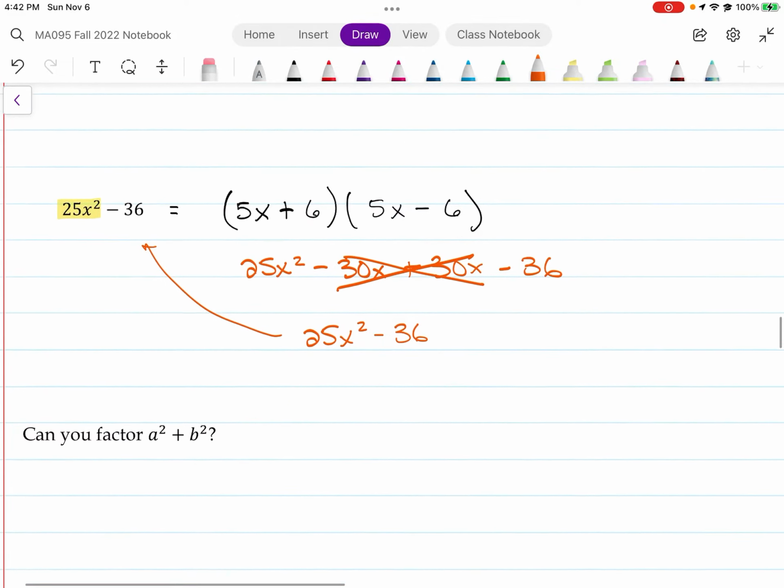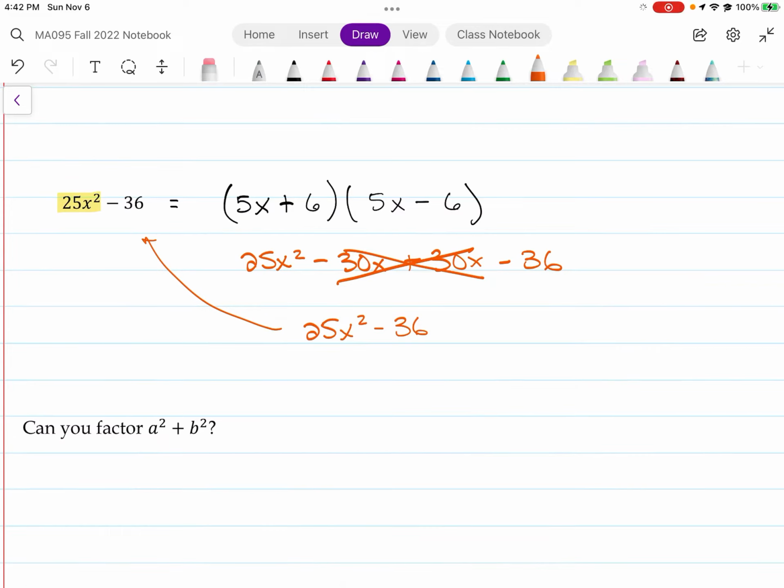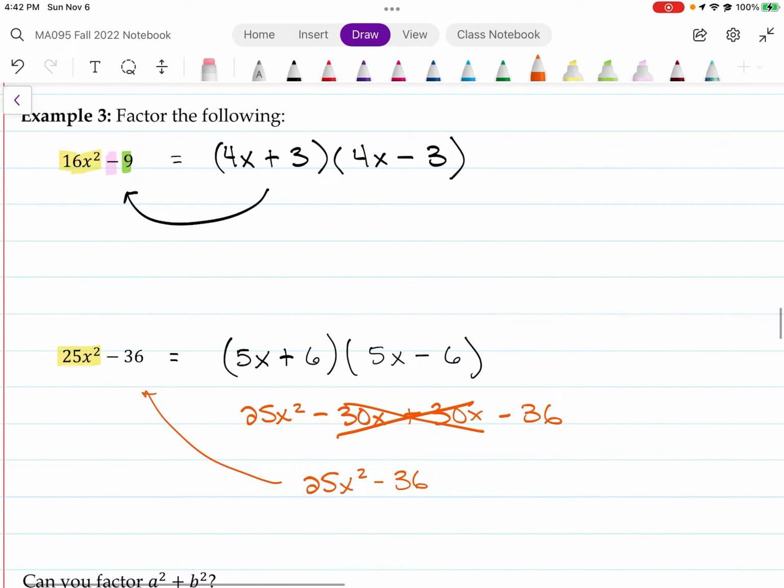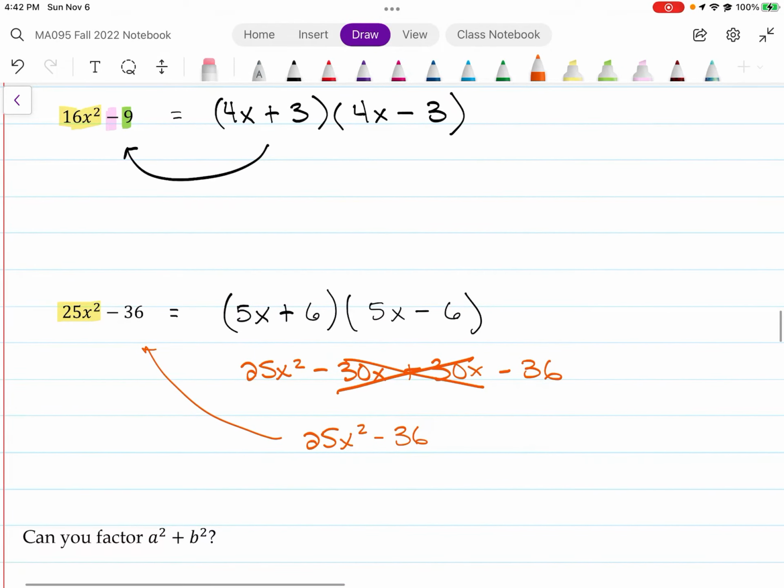Okay. Can you factor a squared plus b squared? No, you cannot. It does not work. There's nothing you can do to make the middle term disappear if there's a plus. So think about that one. Go back and try to prove that to yourself with these examples here. So again, the answer is no.